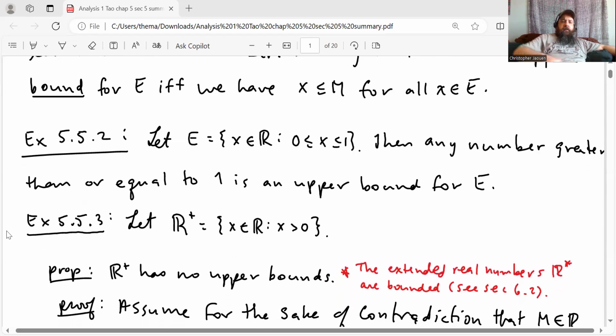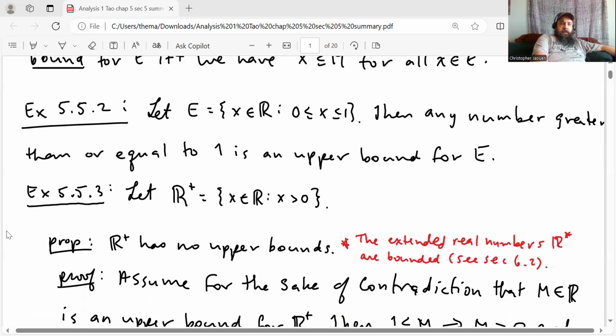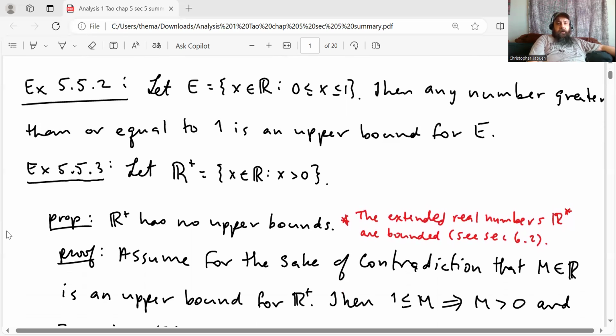So example 5.5.2, let's say that we have the subset of the real numbers E, which is defined to be the set of all real numbers x such that x is between 0 and 1. Then any number greater than or equal to 1 is an upper bound for E because it satisfies the definition, right? Any number in that set is less than or equal to 1. He gives another example here of the positive real numbers. Let R with the superscript plus stand for the set of all real numbers x that are greater than 0, so the set of positive real numbers.